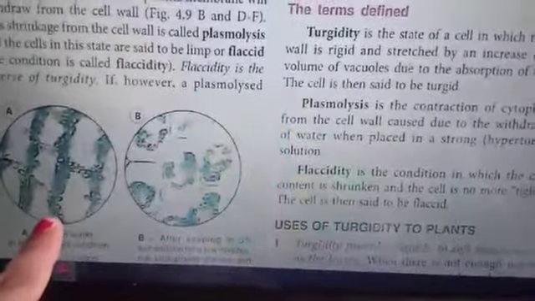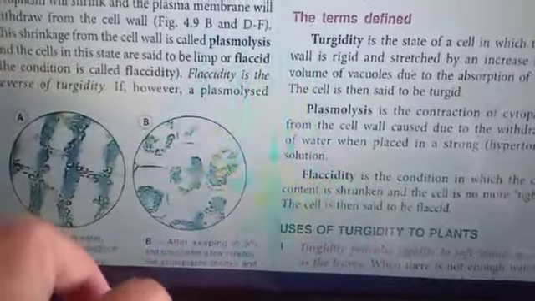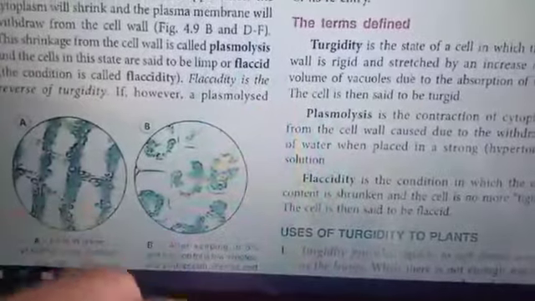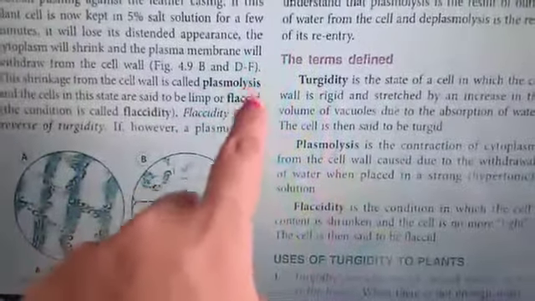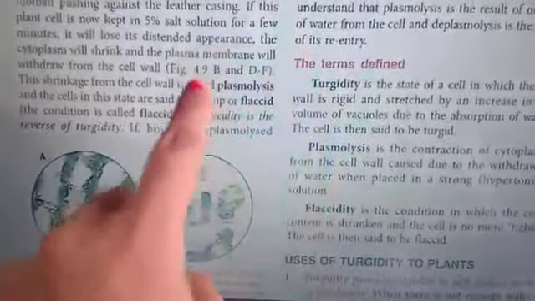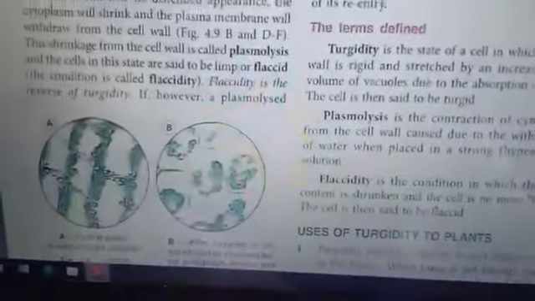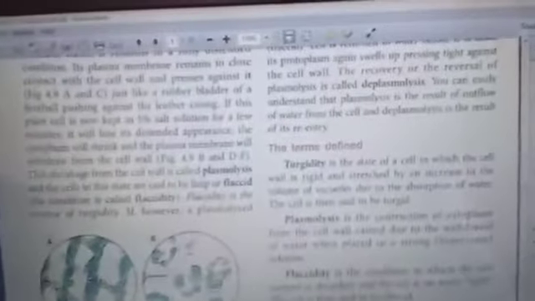Turgid, that is full of water, when placed in a high concentration, slowly the cytoplasm starts shrinking, and that shrinkage condition of the cell is called flaccid, and the process is called plasmolysis. Breaking the word: lysis, that is breakdown; plasmo, that is plasma membrane. So breakdown of your plasma membrane, shrinkage, is plasmolysis. Clear? You will read this.